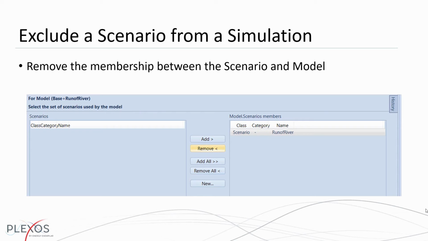Excluding a scenario from a simulation. To exclude a scenario from a simulation, remove the membership between the scenario and model. One way to do this is on the same page where we added the scenario. We also have the option to remove the scenario from the model.scenarios membership.